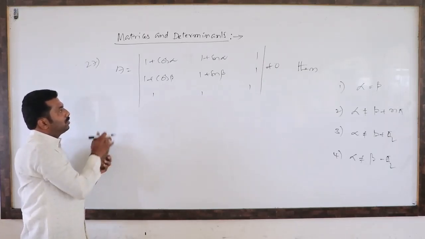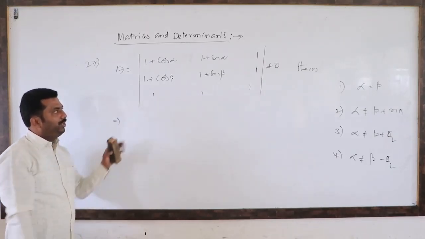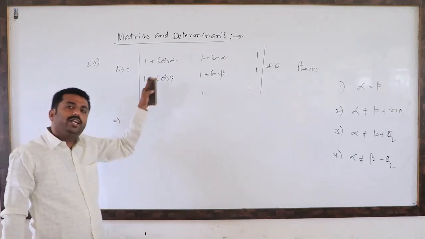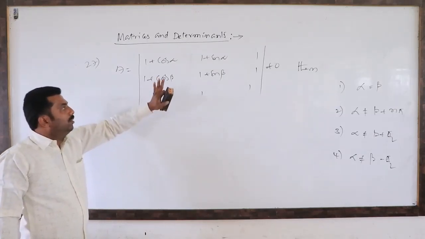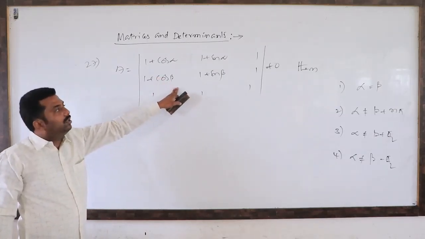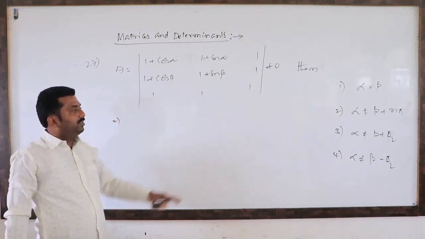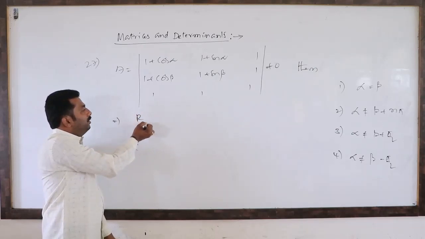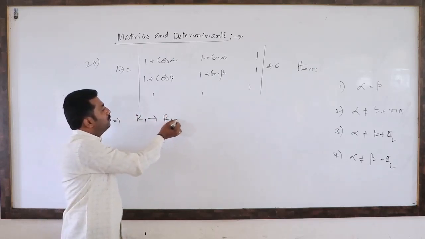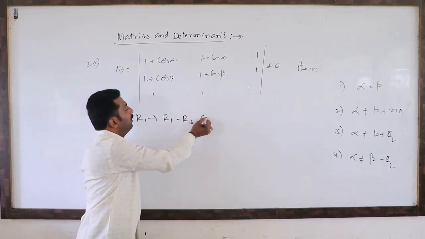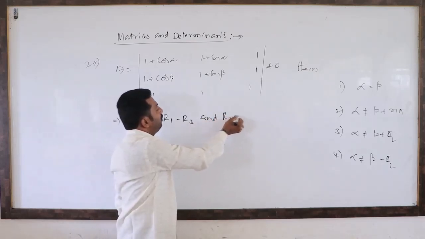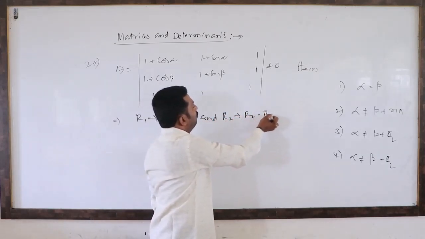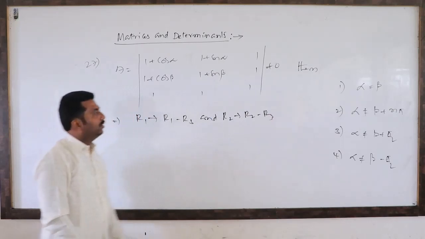According to rows, you remember, no need to apply any operation, you can expand directly also, no problem. But it may be lengthy. Without operations, if you expand, it means time taken. See, if I apply this operation, R1 changes to R1 minus R3 and R2 changes to R2 minus R3.